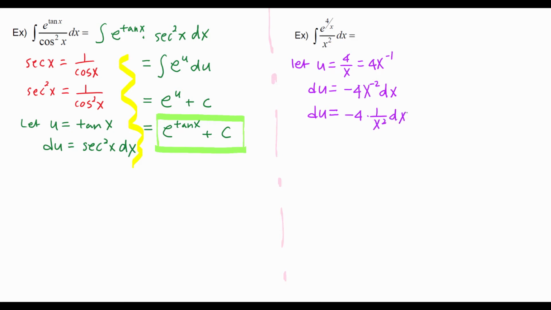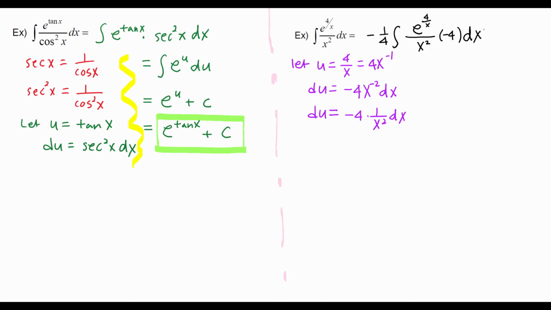Do you have that? Almost. I have 1 over x squared dx, so all I need is a negative 4 factor inside the integral. So we're going to create that and divide by negative 4 outside of the integral. So now let's make this negative 1/4 integral of e to the 4 over x, over x squared. I need a negative 4 factor, so I'm going to have a negative 4 factor dx.